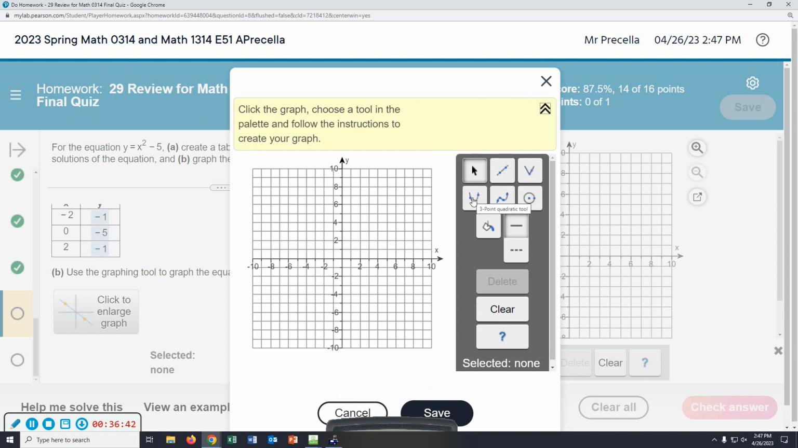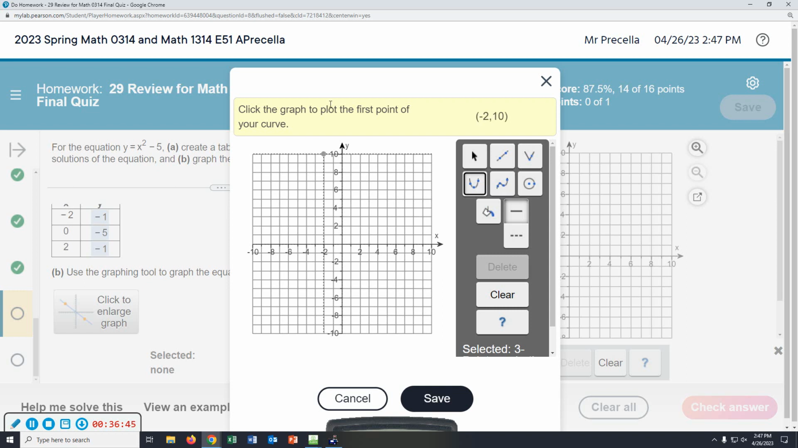We choose the tool that we want, and then it says plot the first point. It doesn't matter. I'll just plot the points in the order I found them. -2, -1, is that it? Yes. And then 0, -5. So left, right, 0, down 5, there. And then finally, the last point. Notice as you move the cursor, it's drawing every parabola that's possible containing those first 2 points.